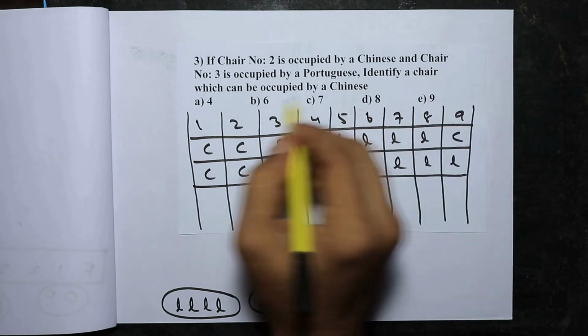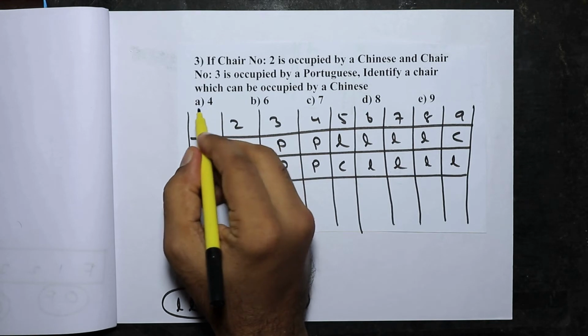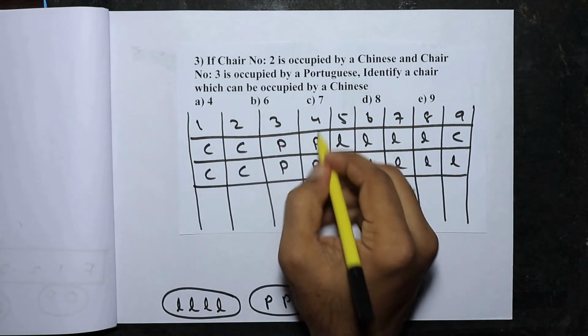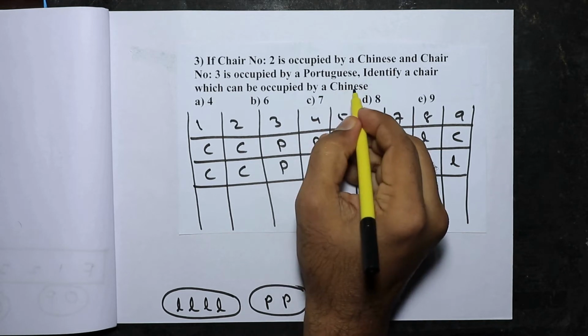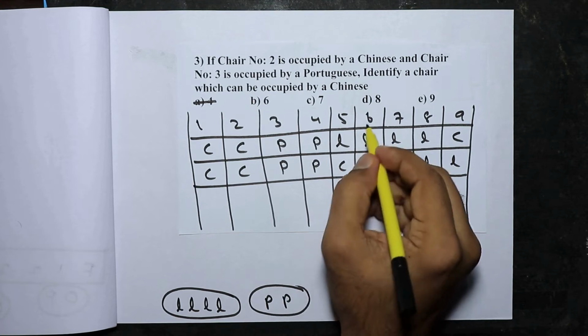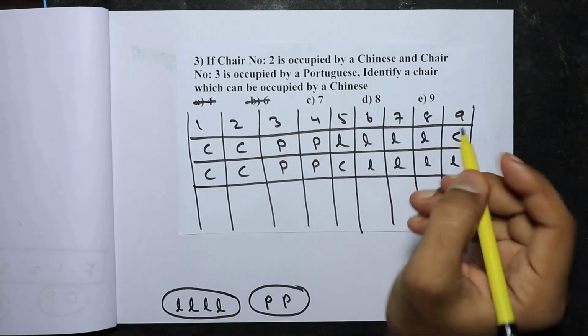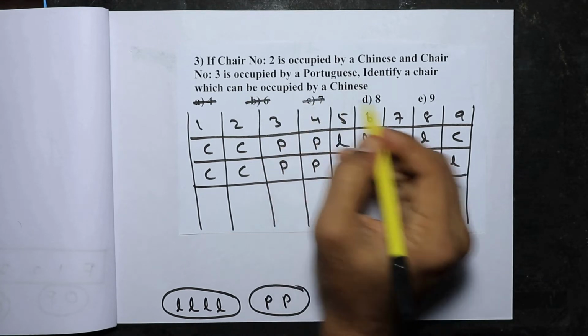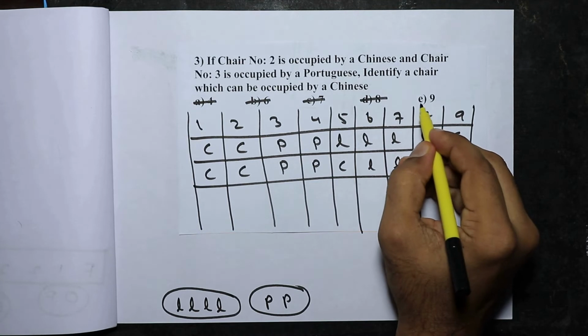Identify a chair which can be occupied by a Chinese. Look at option A, 4. Now 4 will always be occupied by Portuguese. So it cannot be occupied by Chinese. So A is wrong. Look at 6. 6 is occupied by L, so not C. Then 7 is occupied by L, not possible. 8 is also occupied by L. Correct answer is option E, 9.